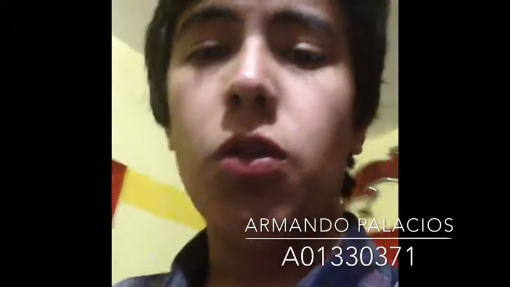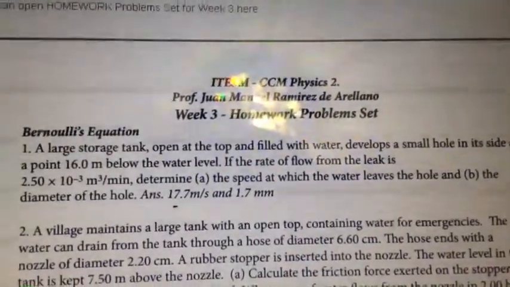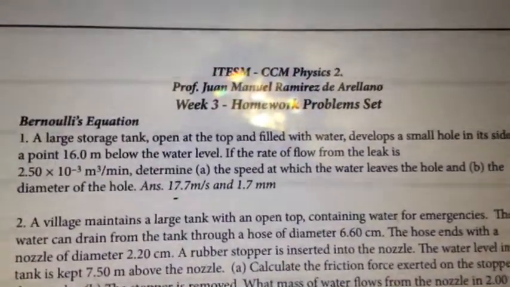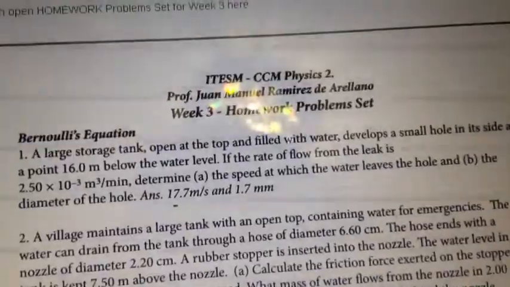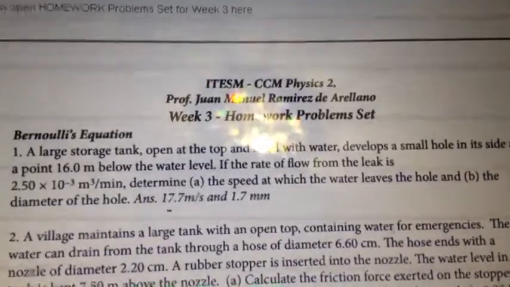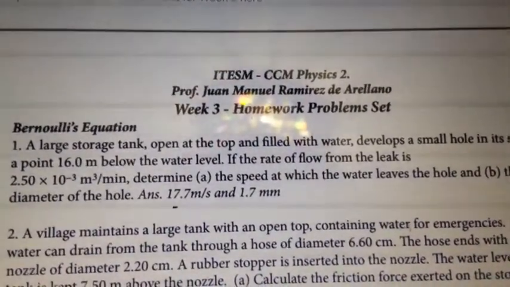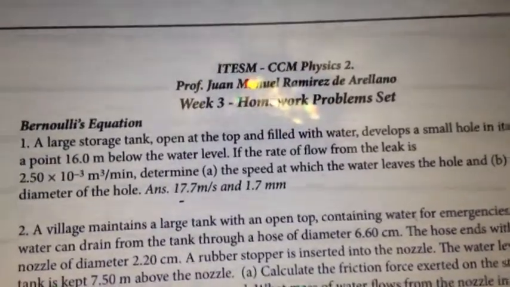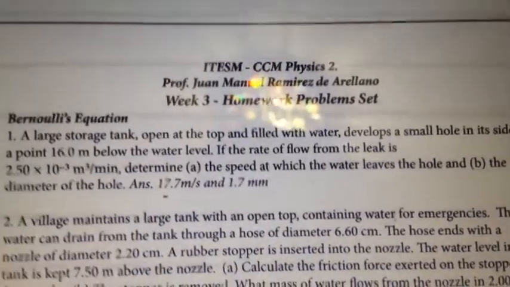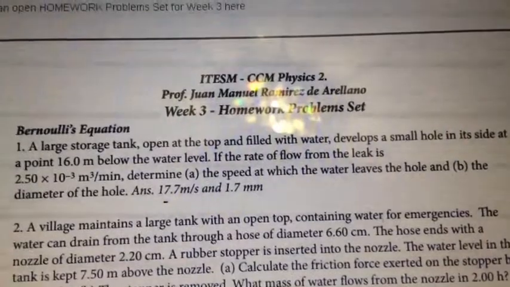In this case, we will be presenting fluid mechanics, and the problem is the next one. The problem says a large stone tank, open at the top and filled with water, develops a small hole in its side at a point 16 meters below the water level. If the rate of flow from the leak is 2.50 × 10^-3 meters cubed per minute, determine A, the speed at which the water leaves the hole, and B, the diameter of the hole.